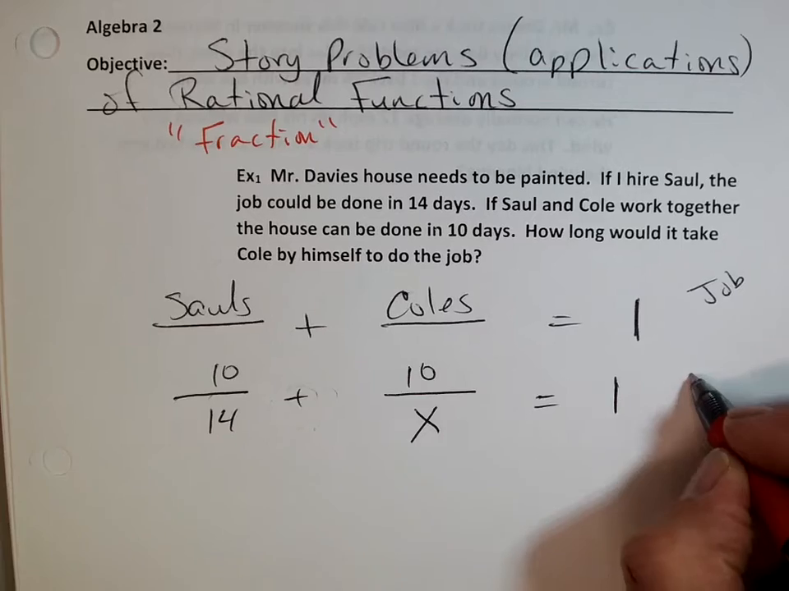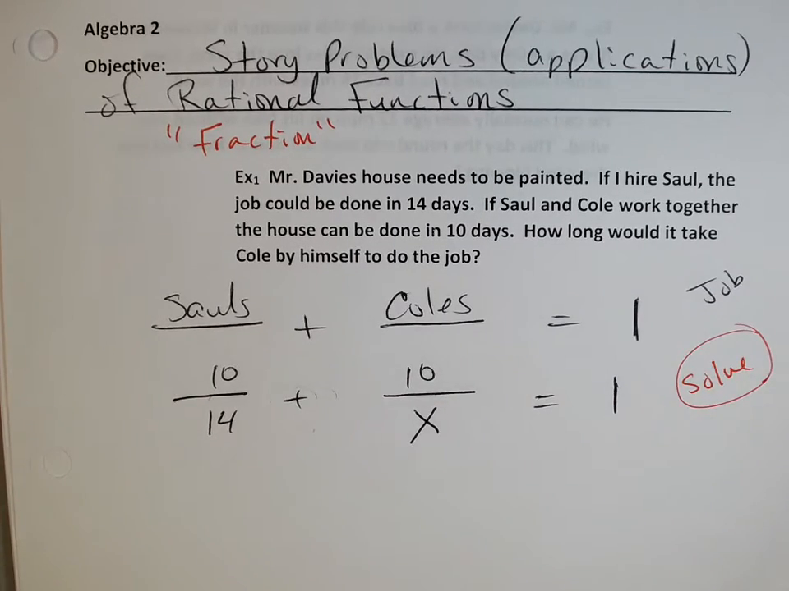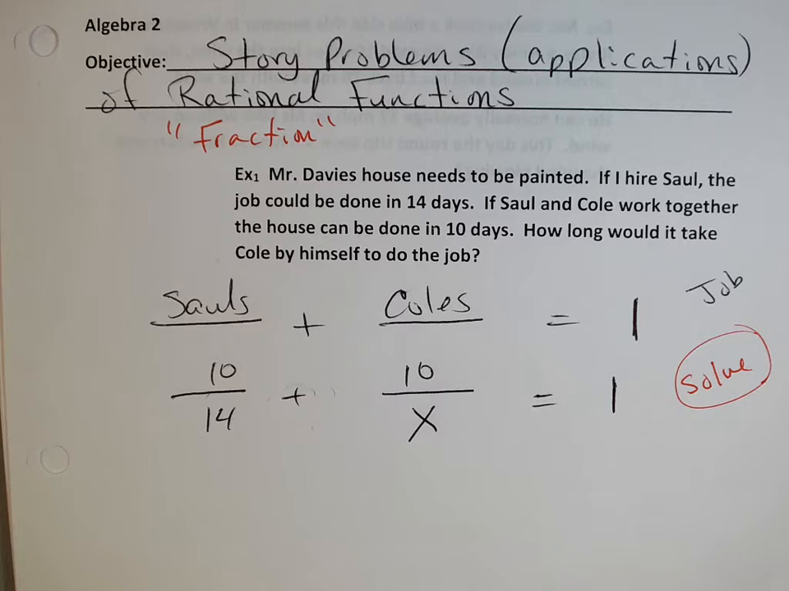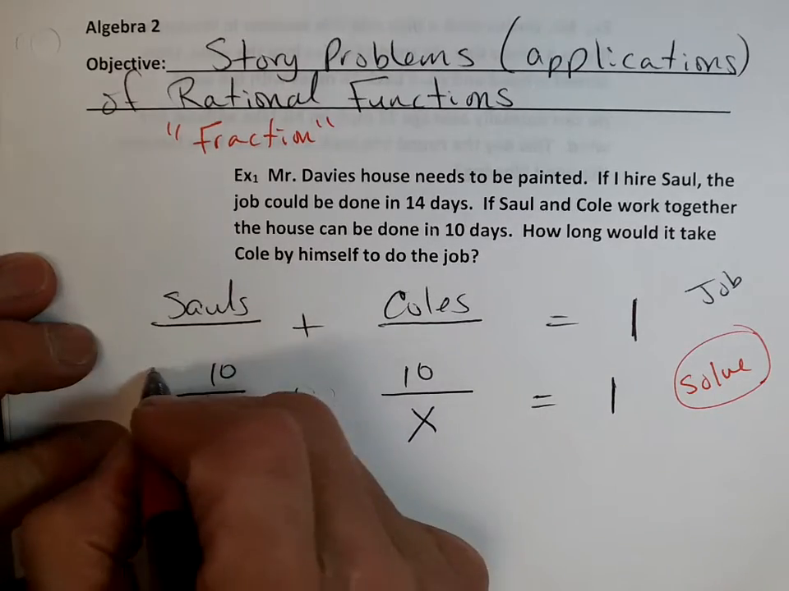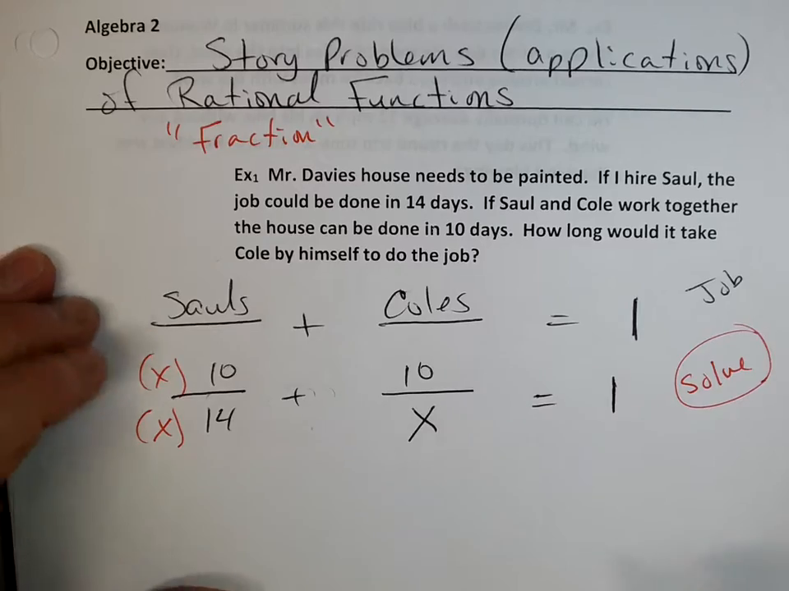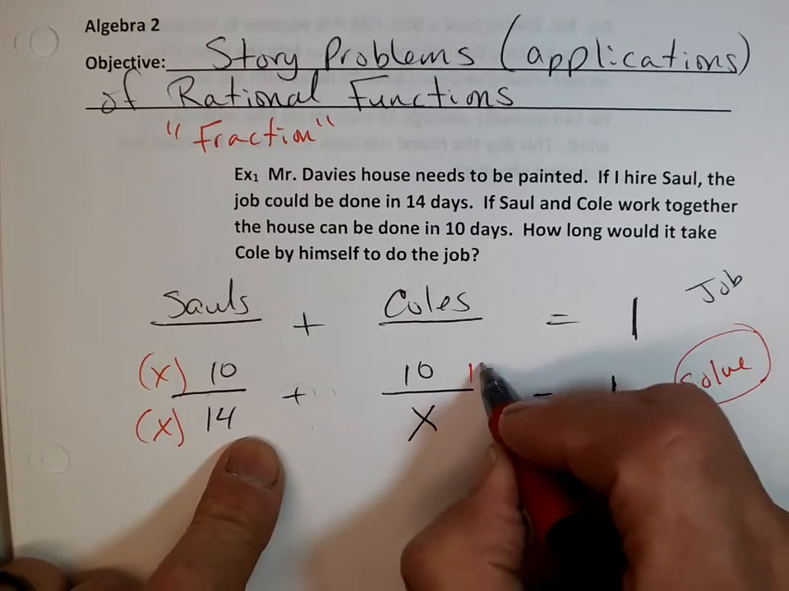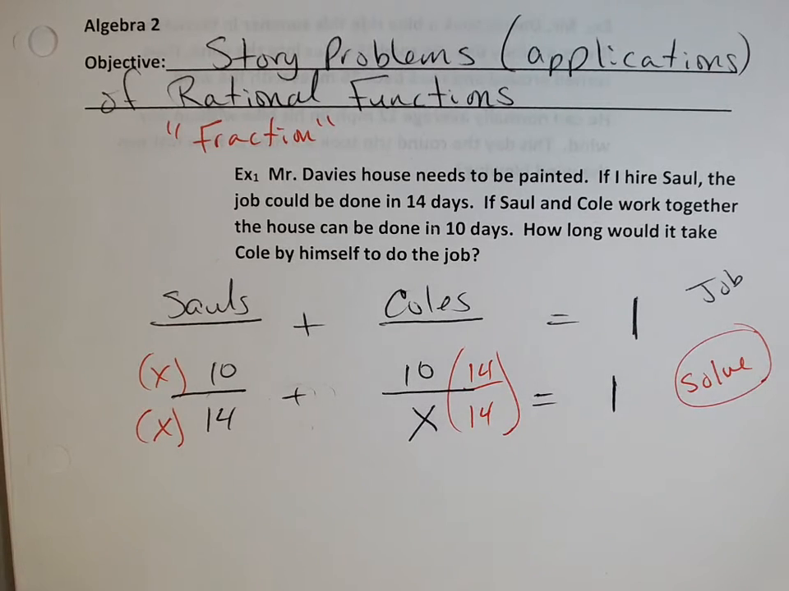Okay, if I want to solve, I'm going to first just get a common denominator to make it easy. I'm going to multiply this by x over x. I'll multiply this one by 14 over 14. There are several other ways to do this. Yes, John, but I'm just going to do the most basic way, okay?